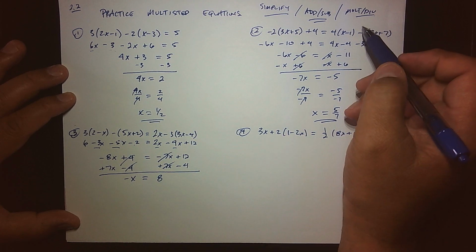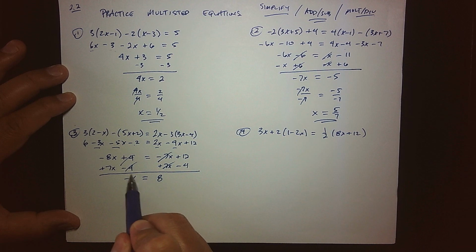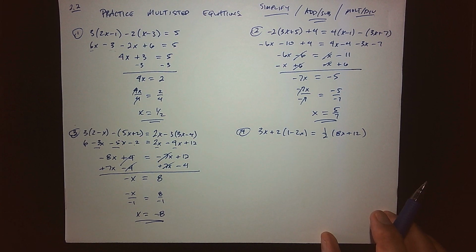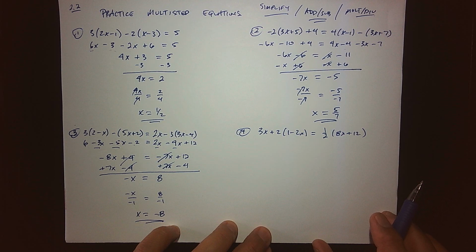And so we're now a multiplication division away. To get this x by itself, we can divide both sides by negative 1. And a negative divided by negative is a positive, so we're left with positive x. And a positive divided by a negative is a negative. So our solution in this case is negative 8. So we're off to the races and we're doing well.